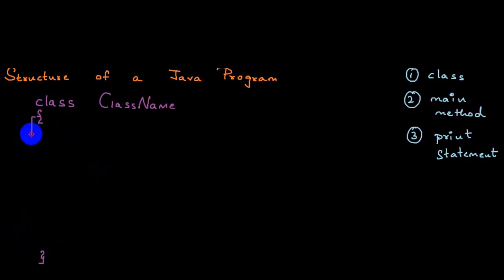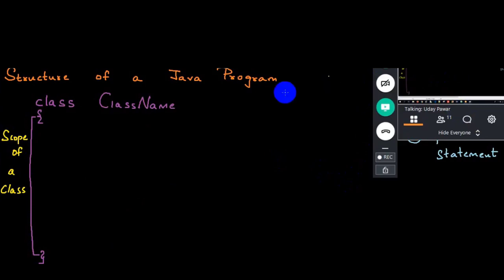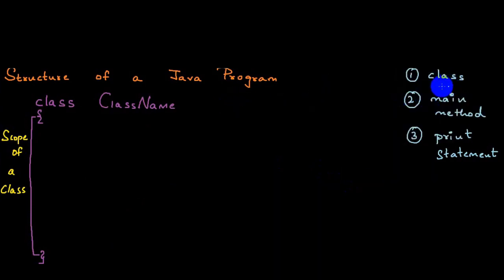I'm very bad at drawing those lower lines, guys, so ignore it. What is this called? This is nothing but the scope of a class. This is a boundary. So if I have anything to write, I have to write it within these curly braces only. So what is the first rule? I have to create a class. Did I create a class? Yes. Class name, open curly braces and close curly braces. Then what is the second rule? Sir, main method, sir. Very good.